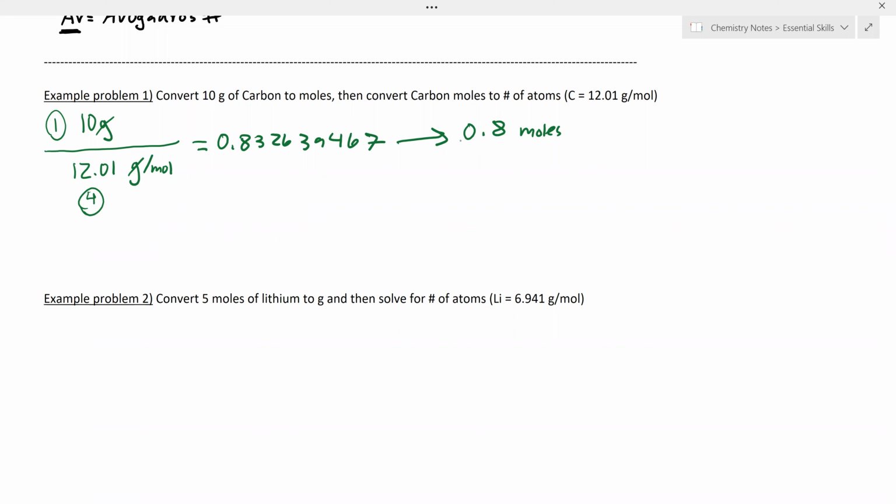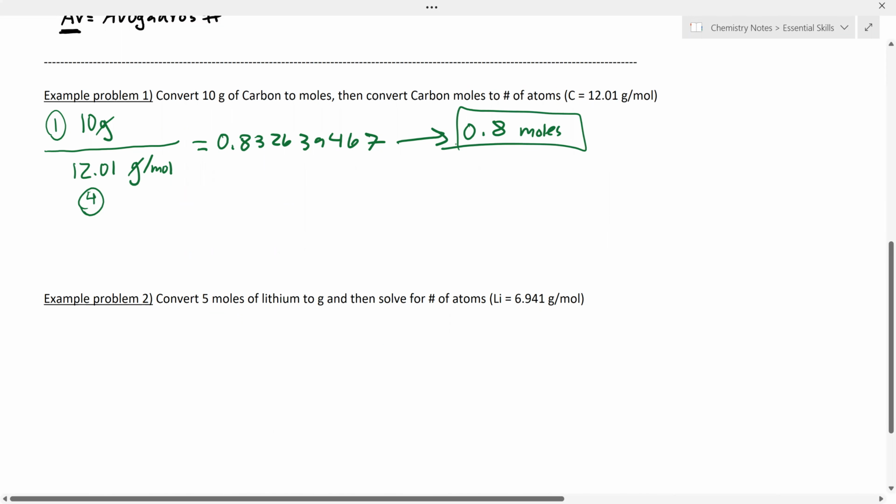Okay, so now we have moles, and we even rounded it to sig figs. But now we're going to convert carbon moles to number of atoms. Luckily, we've already found moles. But if you remember from the sig fig lesson, when we solve problems, we don't want to apply the sig figs before we solve. So we're going to write the full number that we got.